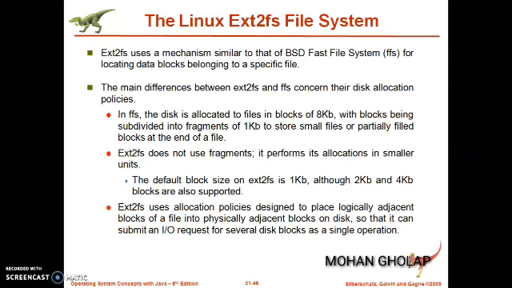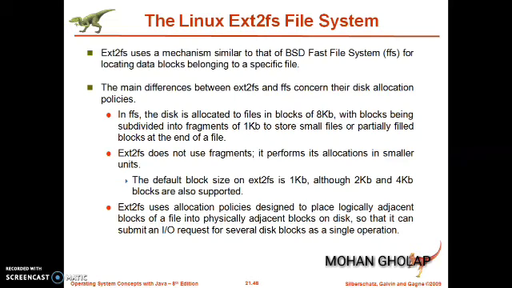So that's what we saw, that although we are discussing the Linux file system, the base is the Unix file system only, and Unix is supported by the BSD. BSD's fast file system is similar to the ext2fs file system implemented on Linux. The main differences between ext2fs and FFS concern their disk allocation policies. We'll just glance at the differences here.